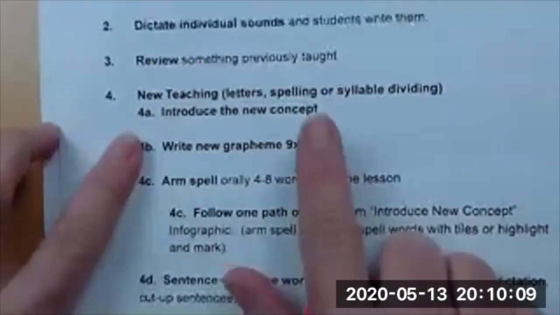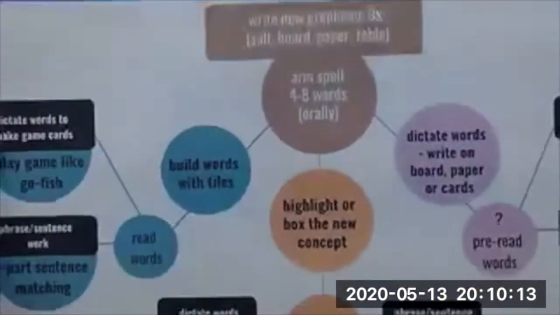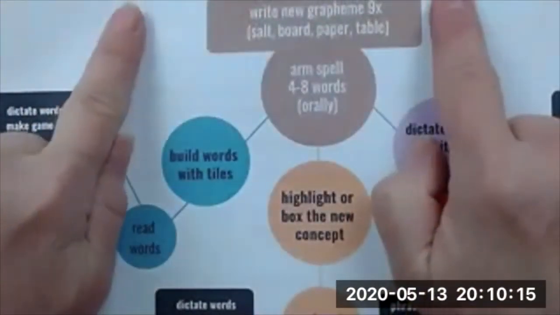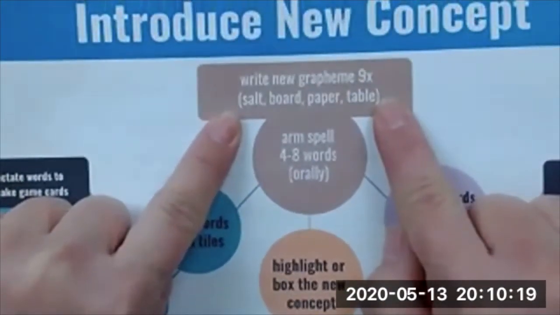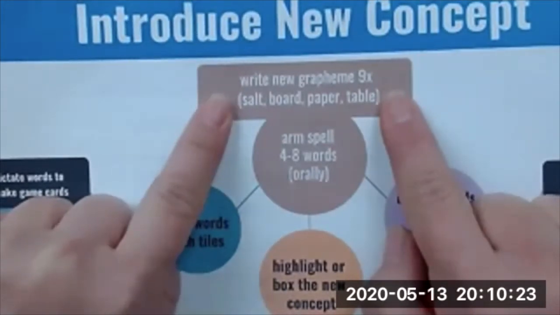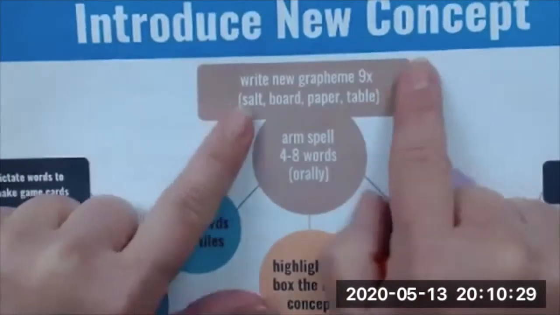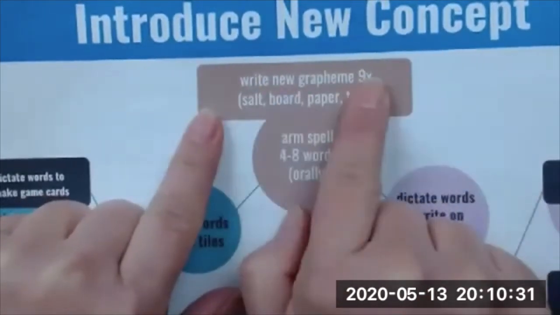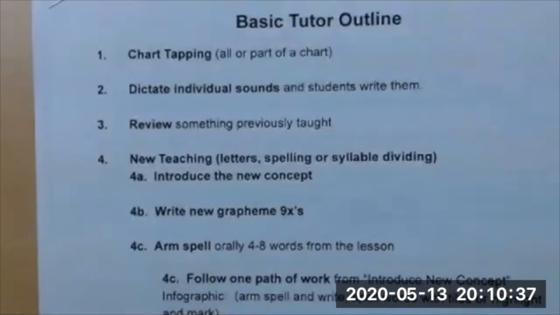But what's different here is that we are not going to do this piece where, when we introduce the new concept, we write the new grapheme 9 times on a paper or a board. We're not going to do that when we're doing a spelling lesson, because what we're going to do is teach the spelling lesson. So this is the piece that's different. There's nothing to write 9 times on the board. And I'll show you what you can do with the FLoSS lesson.